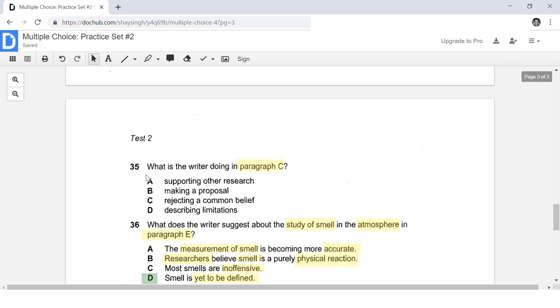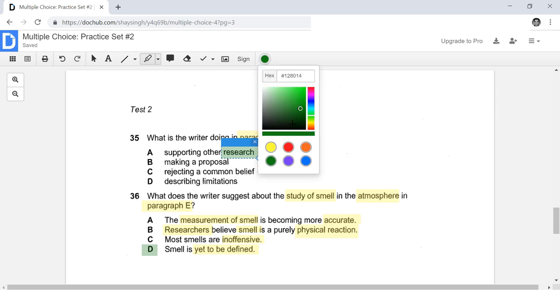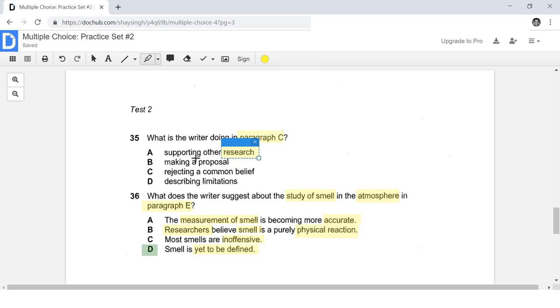Now let's do our final question, question number 35. It says, what is the writer doing in paragraph C? Alright, so for this question, guys, it's basically asking us about the gist of paragraph C. What is paragraph C really about? One thing that you could do is mark these keywords and then look for those keywords in the reading passage. Let's go ahead and try that.